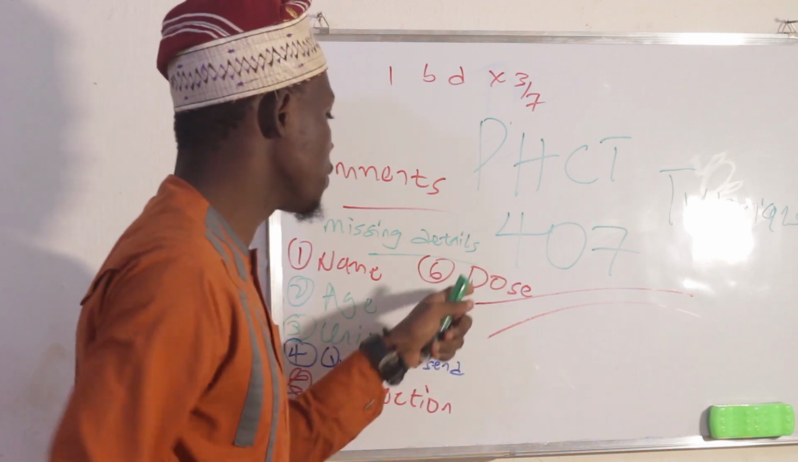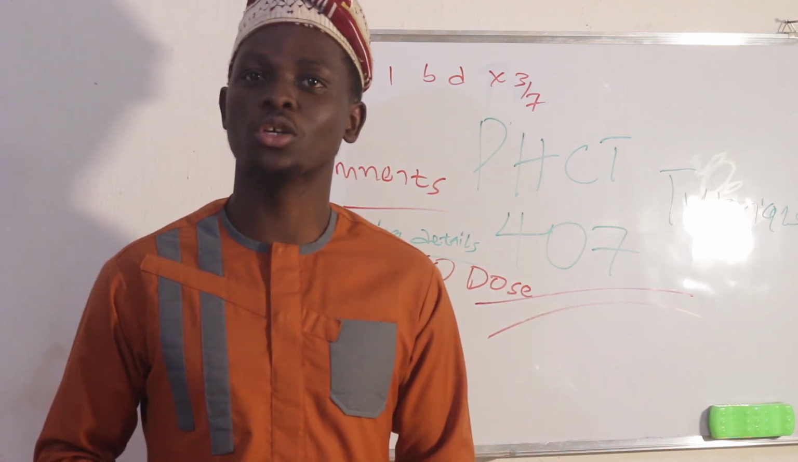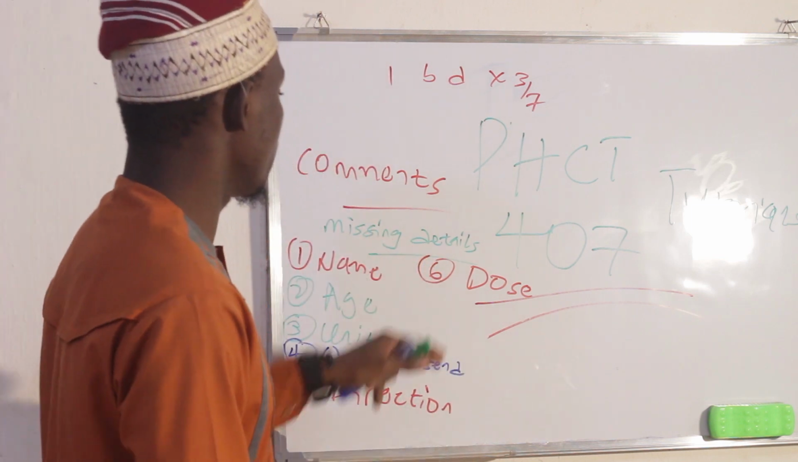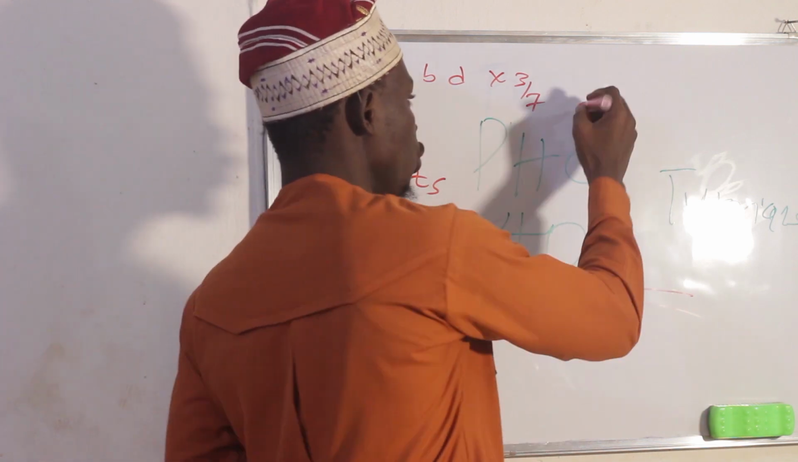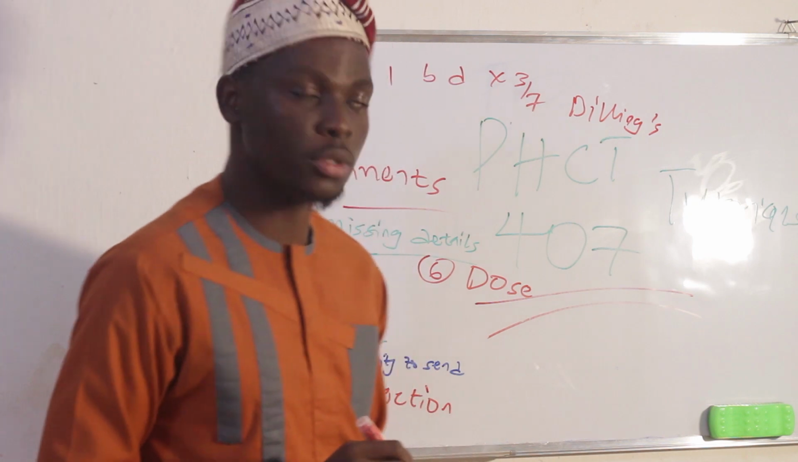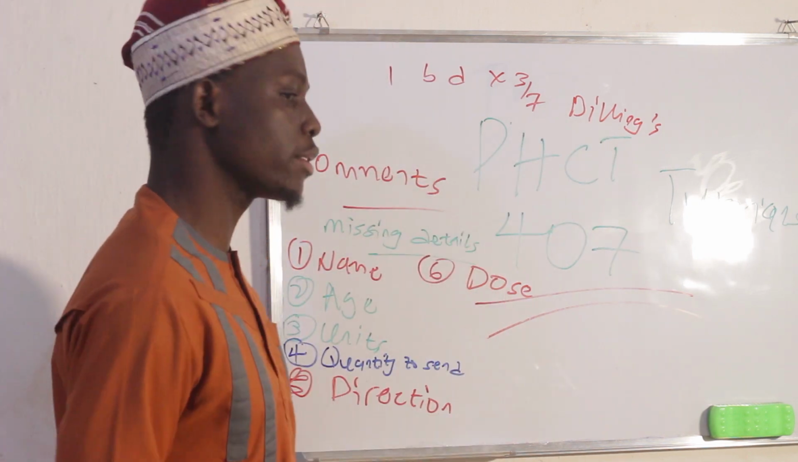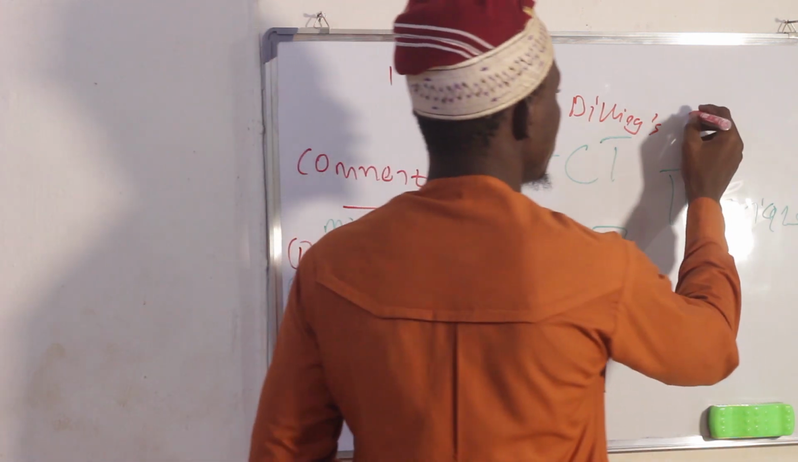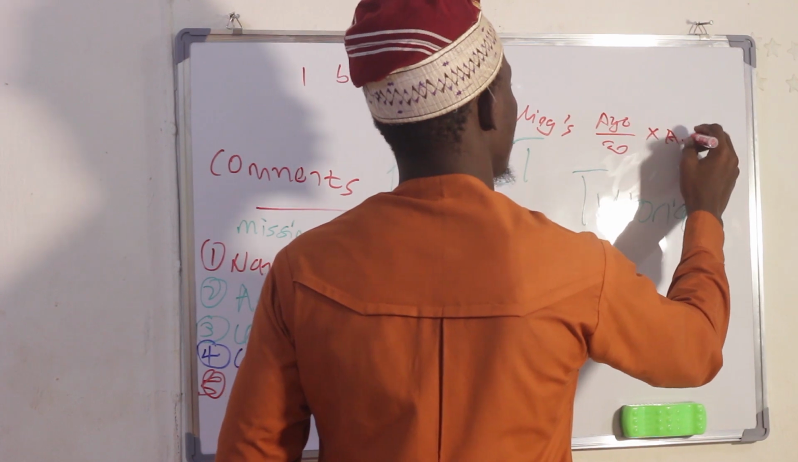And how will you know whether something is underdose or overdose? Then it takes you back to your CT 201. That means you need to go and revise the formula that you use to calculate your dose. Don't forget your Dillon's rule. Dillon's rule is the one that you use frequently when you want to calculate your dose. And what is Dillon's rule? It says age over 20 times adult dose.